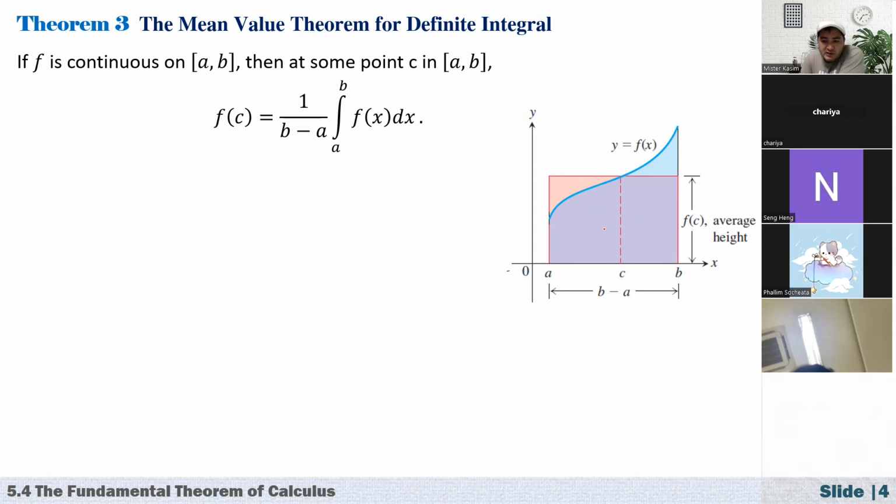So we are saying that if it is so, then the average height, this f of c, over the interval from a to b, we can always find that the area of the rectangle whose height is the average value of the function will be equal to the area of the region which is bounded by, which is under this curve.